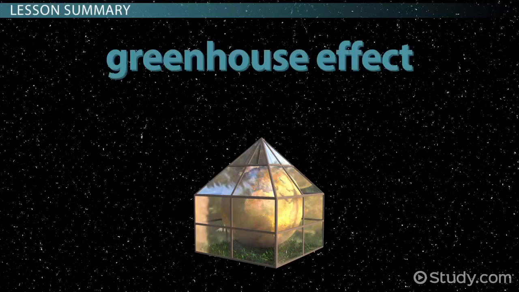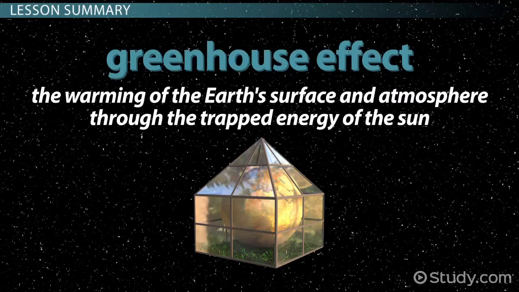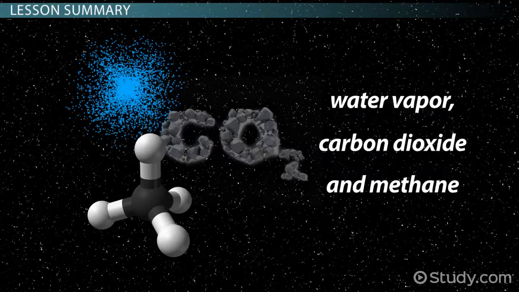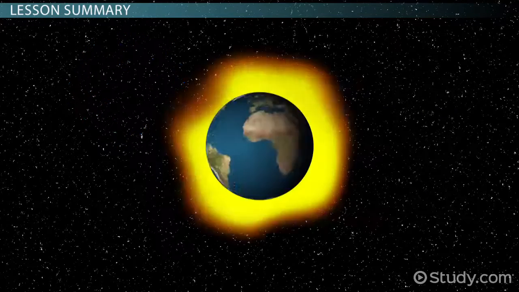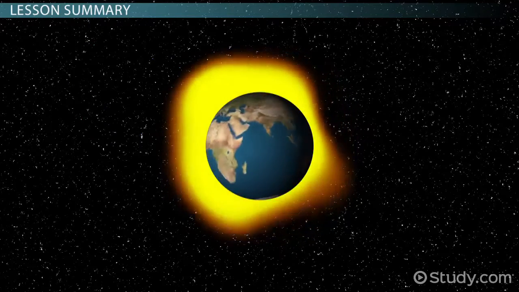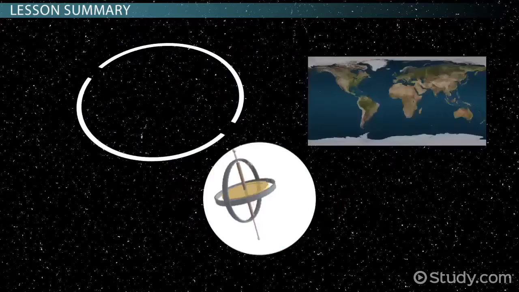The natural greenhouse effect is the warming of the Earth's surface and atmosphere through the trapped energy of the sun. The natural greenhouse gases include water vapor, carbon dioxide, and methane. Greenhouse gases go through a predictable cycle that coincides with the warming and cooling of our planet.